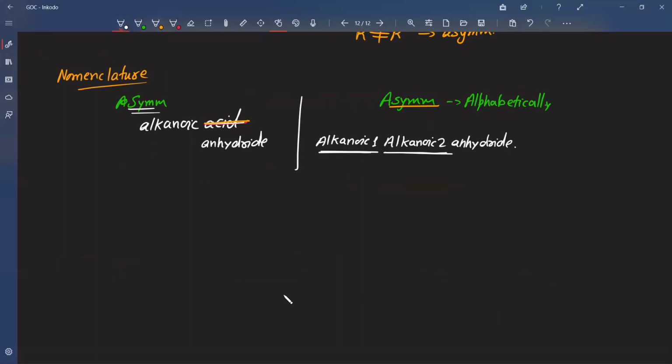They've not been taught this in school? They did only basic nomenclature. We have anhydrides, but the teacher hasn't taught this part. Yeah, but this will be part of your other competitive exams also. This is important. These things are asked. Sometimes they will be asked directly.